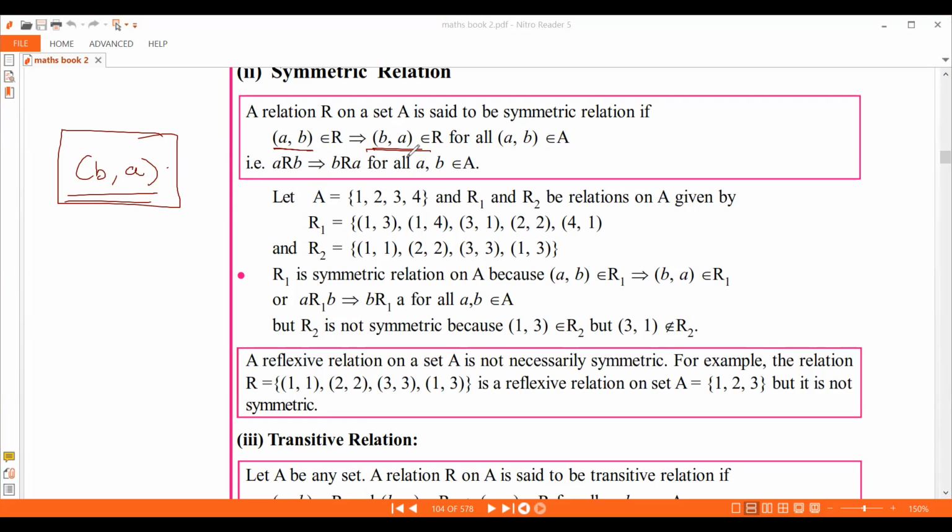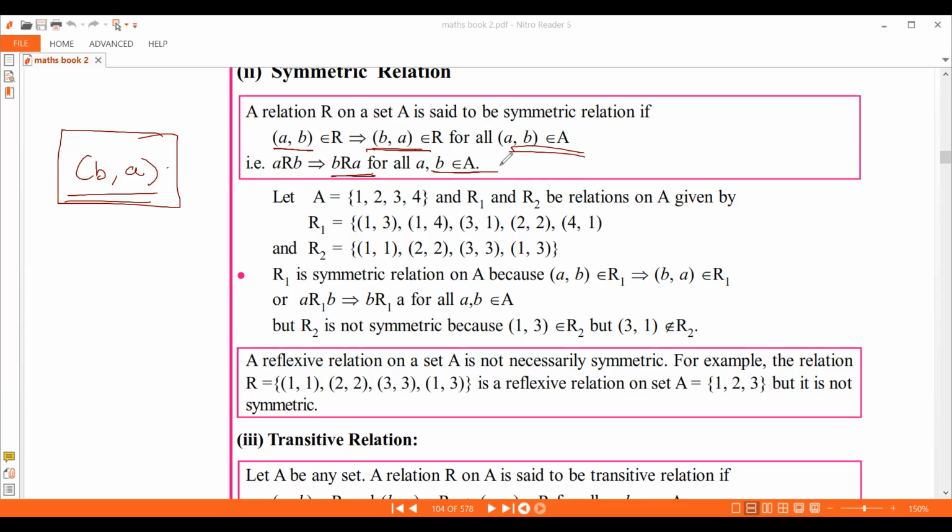Okay, got it? So after swapping, that swapped element should also be there in R. Then I will say it is called a symmetric relation. Okay. Then it is a symmetric relation. So aRb implies bRa for all a, b belonging to A.